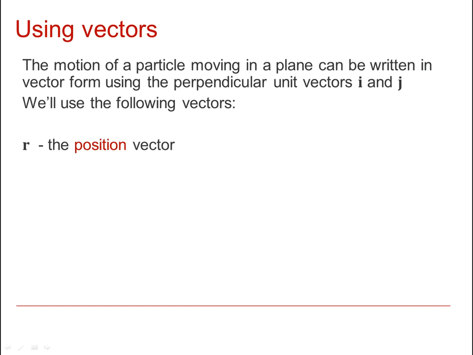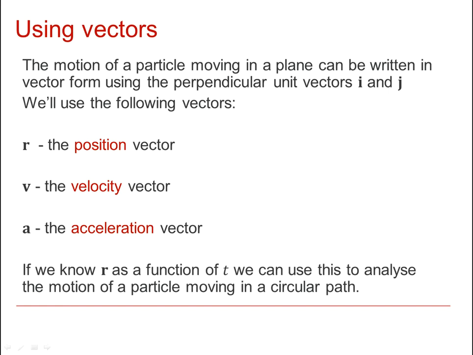Firstly, the position vector, which is r. Notice that in print, vectors are written as bold letters, although when you're writing them you would normally underline. So the position vector r, the velocity vector v, and acceleration a. If we know r as a function of time, then we can use this to analyze the motion of the particle.